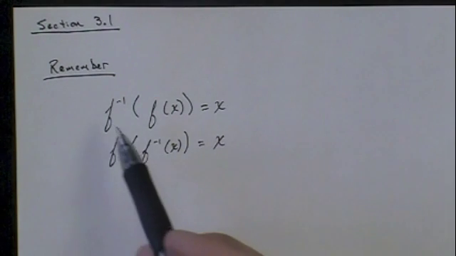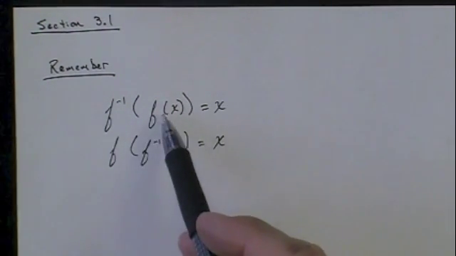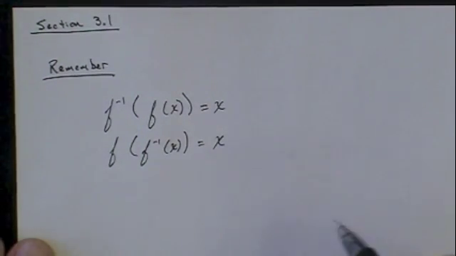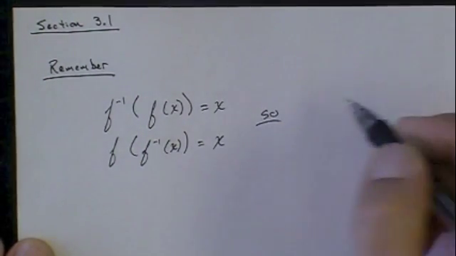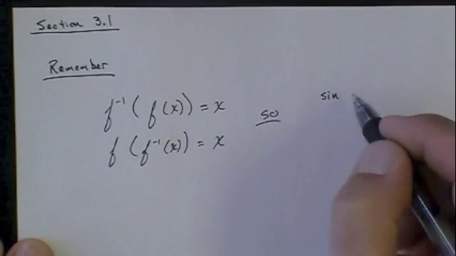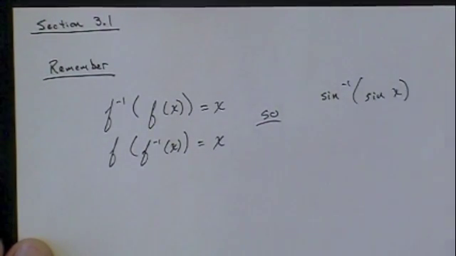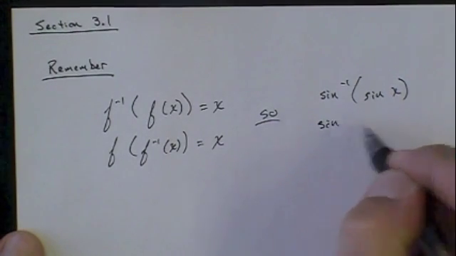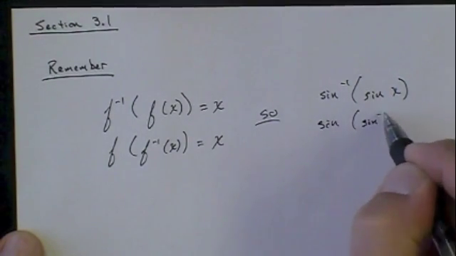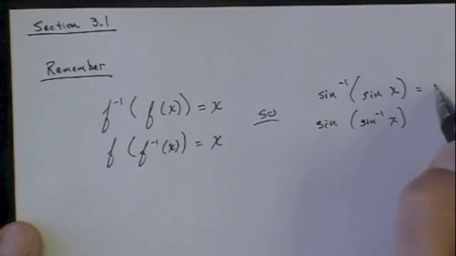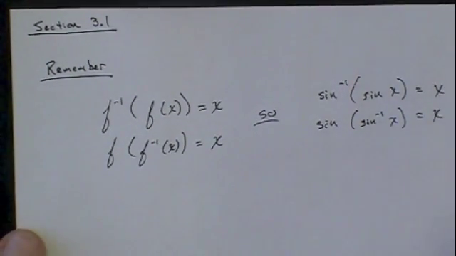Remember, for inverses, the inverse of the original gives us x, or if we plug the inverse into the original, it again gives us x. So what if we have the inverse of sine of x? Or what if we plug the inverse sine of x into our original? Of course, that's going to equal x.